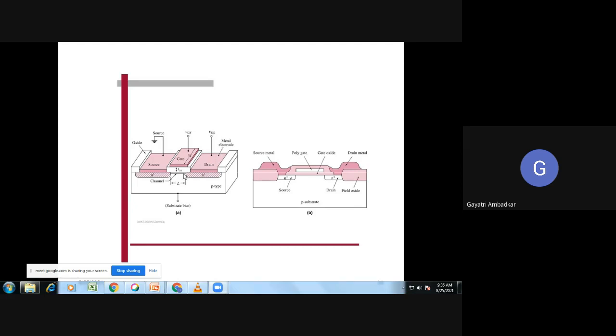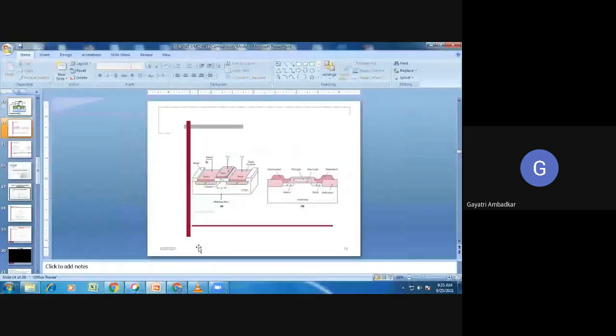In between, above this space, there is an SiO2 layer, and above the SiO2 layer, there is metal deposited, which is called the gate. So I have shown you.